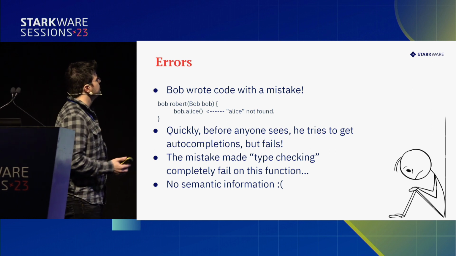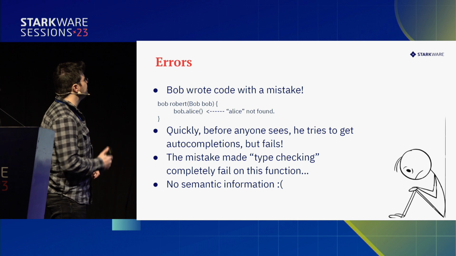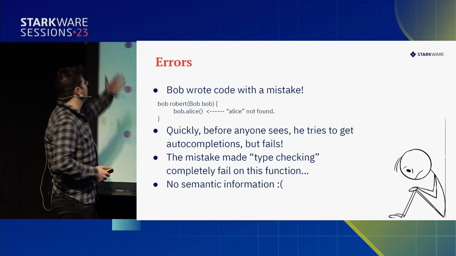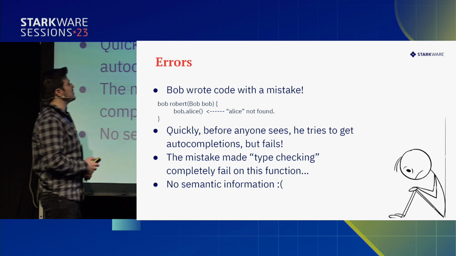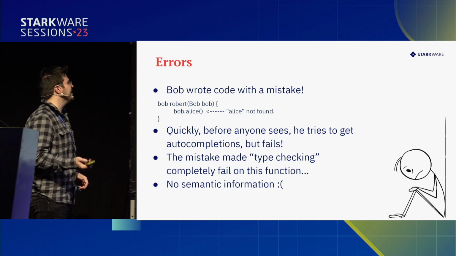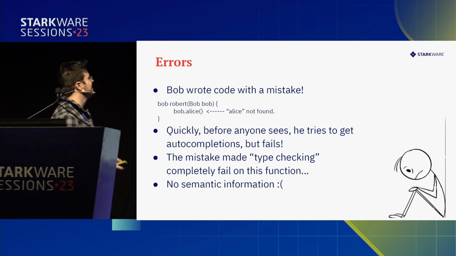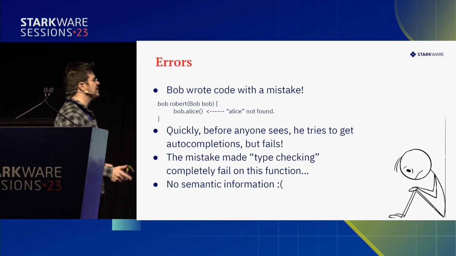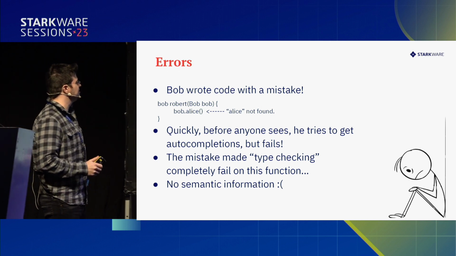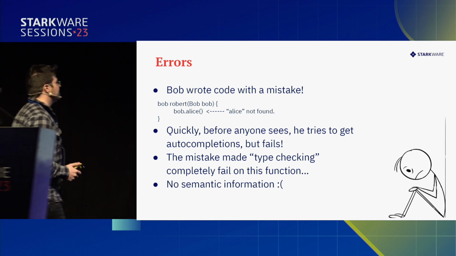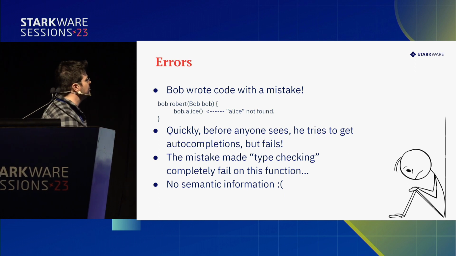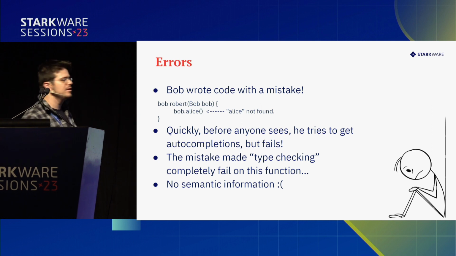What about errors? Bob wrote code with a mistake. He tries to use the Alice method in Bob. I mean, who is Alice? I know who Alice is. Alice is not found. Quickly, before anyone sees, he tries to get auto-completions, but fails. The mistake he made actually made the type checking phase completely fail on this function.